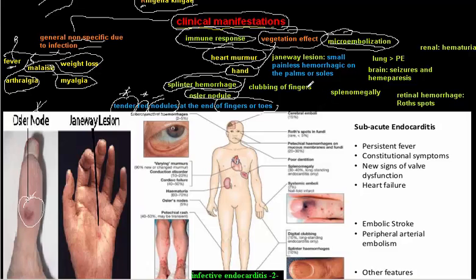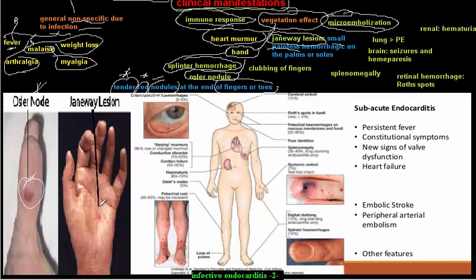I just stressed tender because we have another lesion on the hand, which is Janeway lesion. Janeway lesion is small but painless. It is a non-tender hemorrhage on the palms or soles. So this is Janeway. It is painless. The Osler nodule is painful. The Janeway lesion is painless. The Osler is on the tip of fingers or the nails. The Janeway is on palms or on soles.